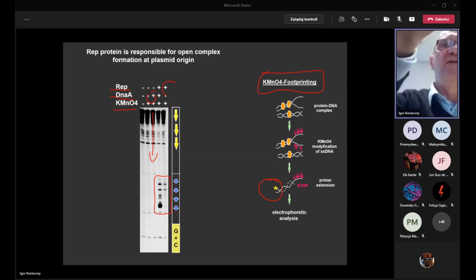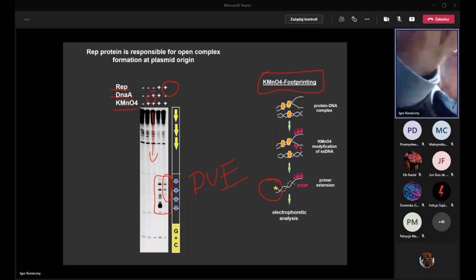Okay, then when we look at the reaction with the replication initiator encoded by the plasmid, you see some modifications. So there is an opening, a destabilization within the DUE. However, this destabilization is not that stable, or maybe not to the same extent compared to the reaction where both Rep protein and DNA A protein were present. So this is just this one.